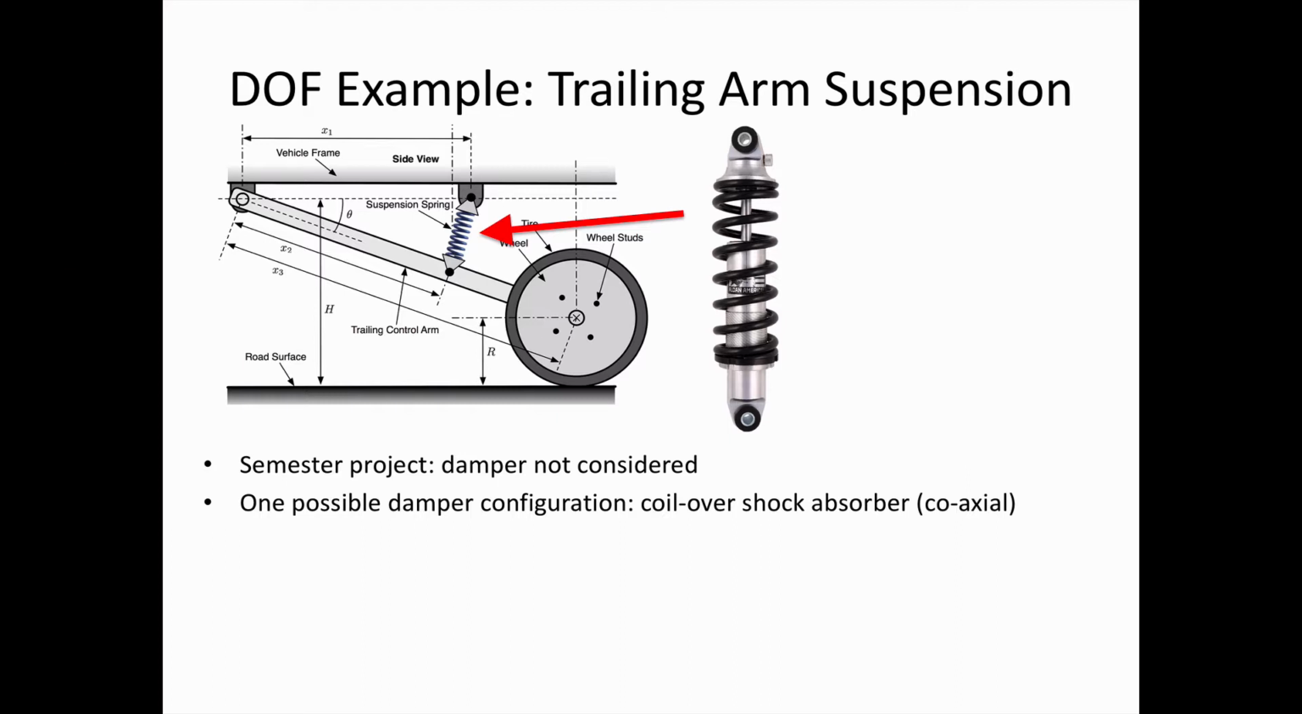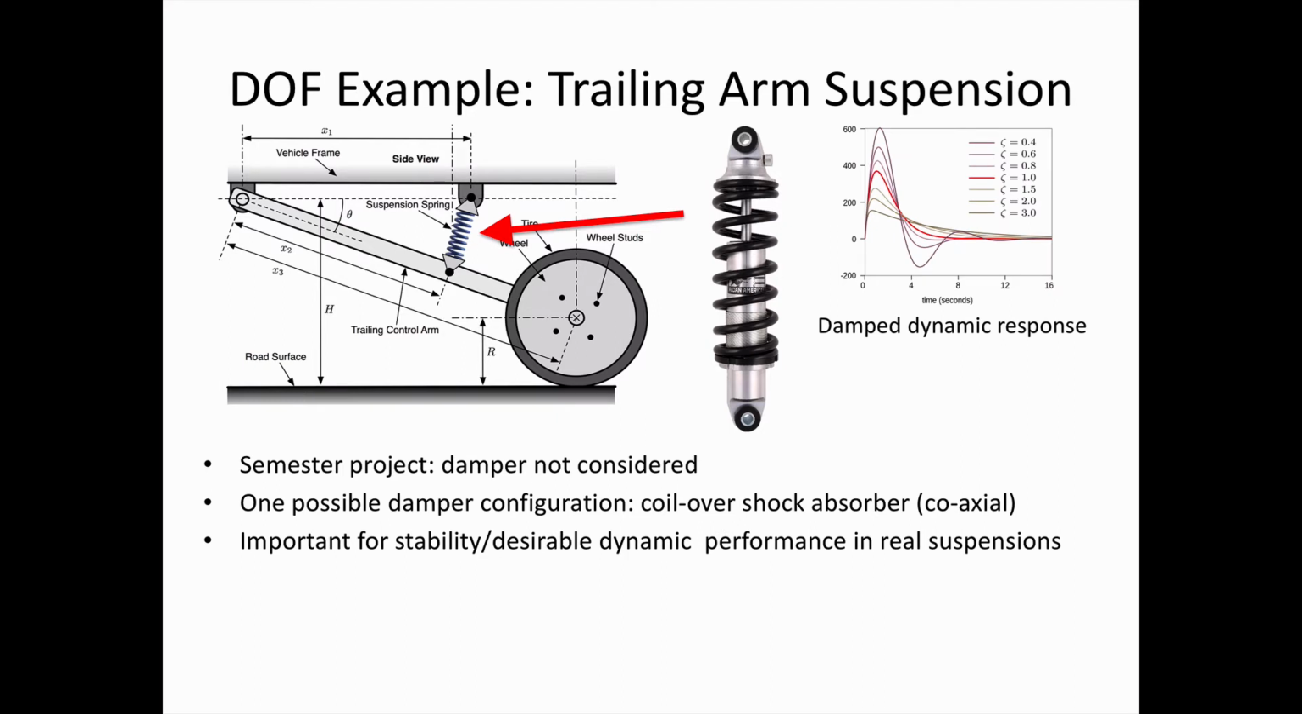But in pretty much all suspension systems, there is some kind of damping element to help damp out vibrations. And one possible configuration for a damper is to have coaxial spring and damper. So the spring wraps around the damper and they have the same axis of motion. And that's what we're going to assume is the case for our system, although we don't really need to include the damper in the calculations for the semester project. Having a damper in a suspension is important for stability and also to tune the dynamics of the system to get good performance.